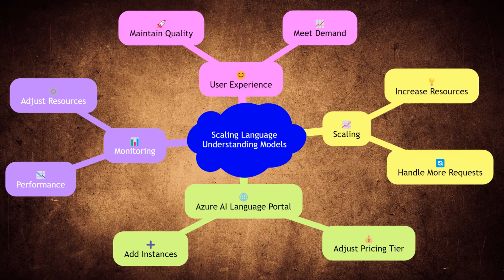As your application grows, you may need to scale your language understanding model to handle increased traffic. Scaling involves increasing the resources available to your model to ensure it can handle a larger number of requests. In the Azure AI Language portal, you can scale your model by adjusting the pricing tier or adding additional instances. Make sure to monitor the model's performance and adjust the resources as needed. Scaling ensures that your model can continue to provide a good user experience, even as the demand increases.